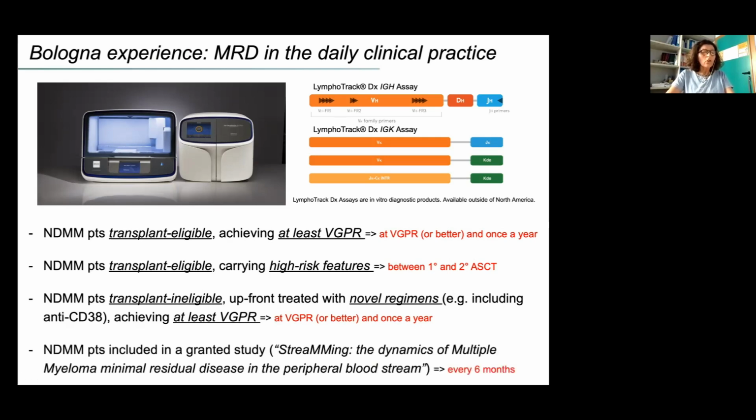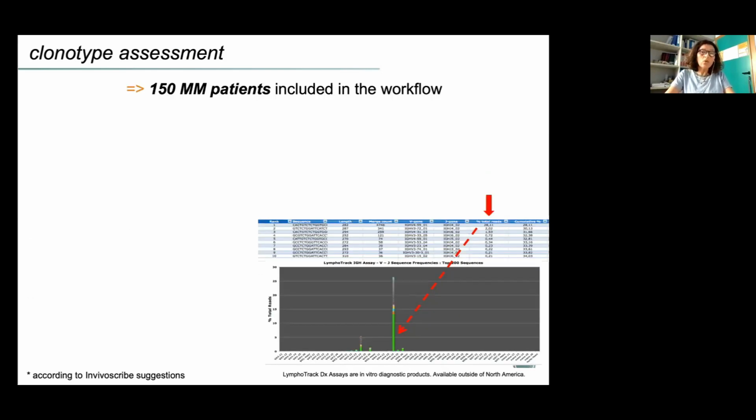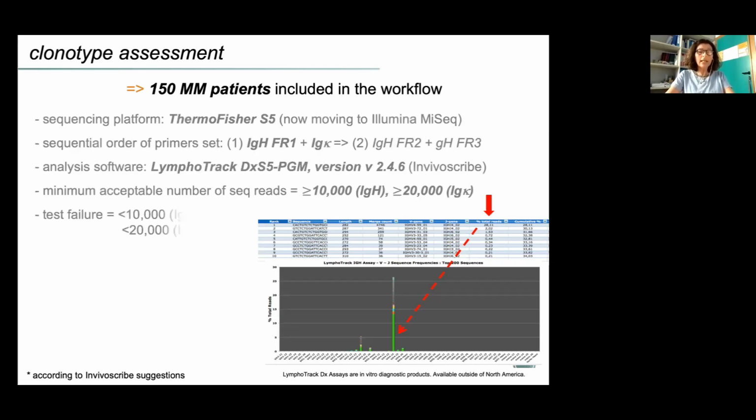More recently, we also decided to include patients that we enrolled in a study aimed at the comparison of MRD monitoring in the bone marrow and in peripheral blood. The bone marrow in these patients is collected every 6 months. To date, we have included 150 patients in the workflow. And here are listed some of the technical aspects that we have dealt with.